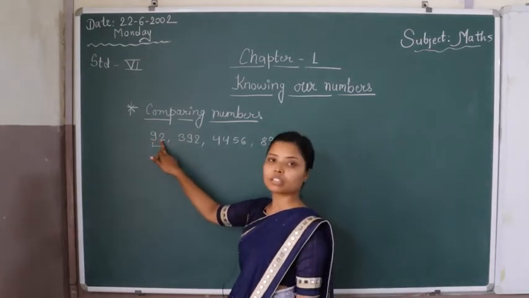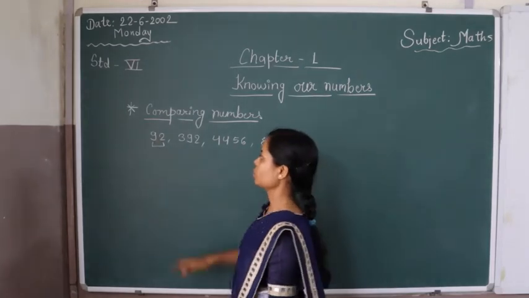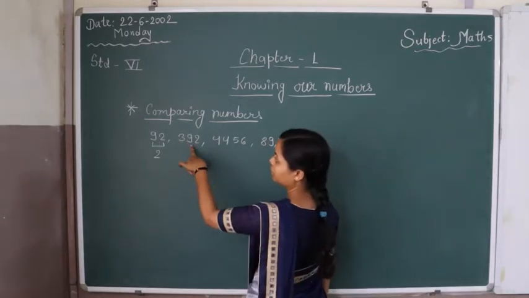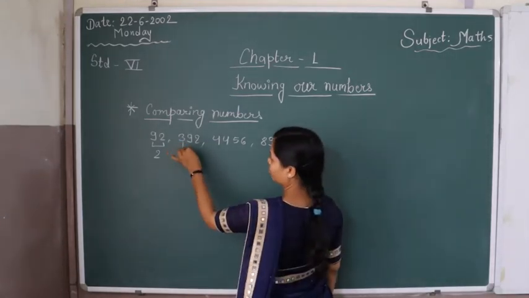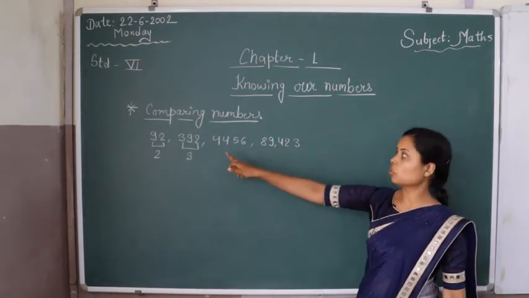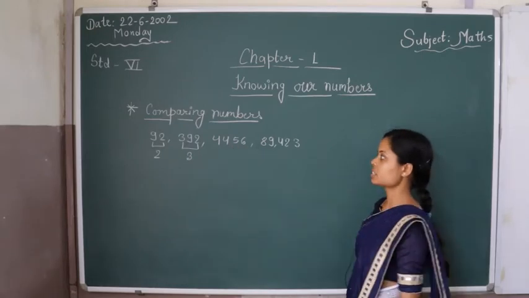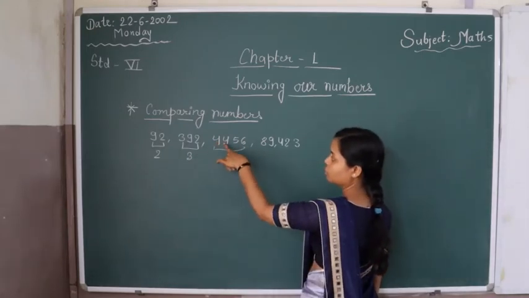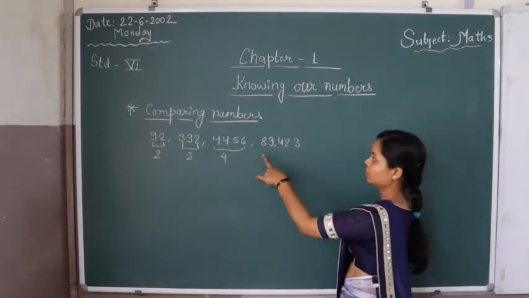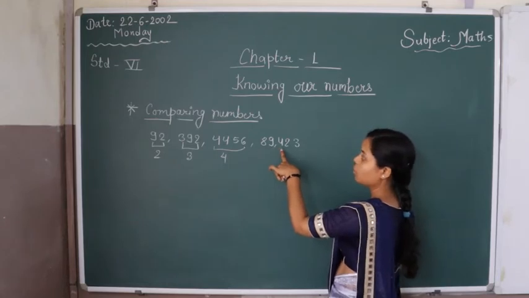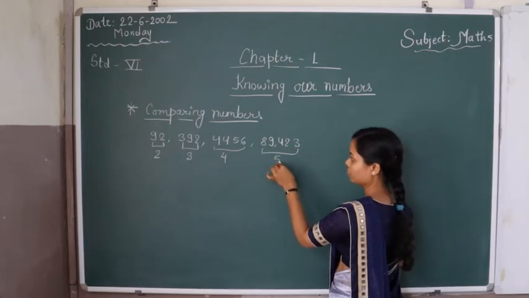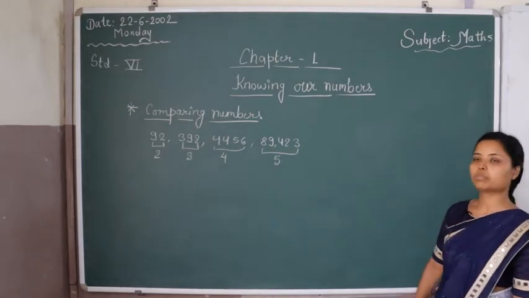How many digits are in 92? Look here, 1 and 2. There are 2 digits. In 392, there are 3 digits. In 4456, look here, 1, 2, 3, 4. There are 4 digits. In 89,423, 1, 2, 3, 4 and 5. Here there are 5 digits.